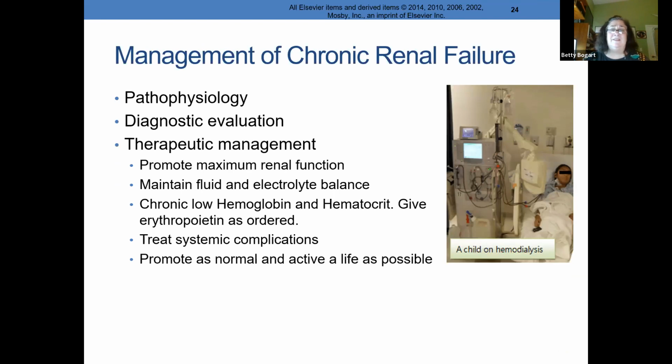One of the things that is so common, in adults or children, is that their hemoglobin and hematocrit are chronically low. It's not uncommon to see children with 7 and 21, 6 and 18 hemoglobin and hematocrit. You can give erythropoietin, and that stimulates the body to make its own red blood cells. So that is a great thing instead of chronically doing blood transfusions. And again, with any kid with any diagnosis at all, we want to try to keep them as normal as possible. I mean, it's hard when you're tied down to a dialysis machine 3, 4, or 5 times a week.